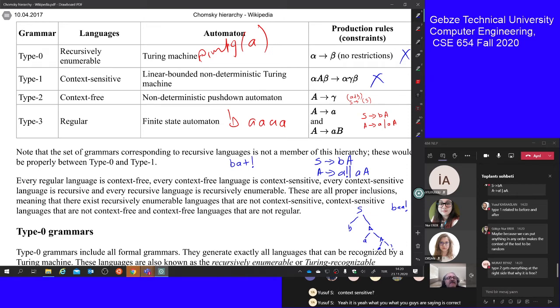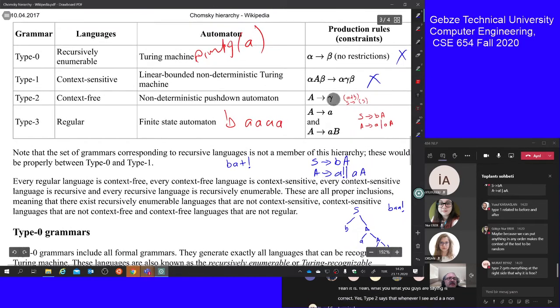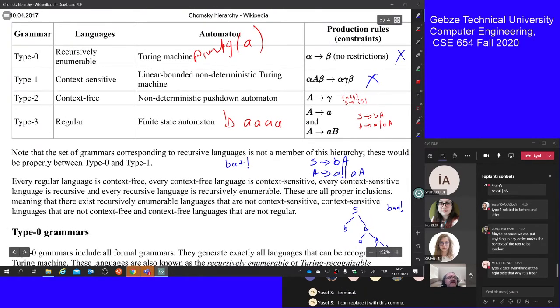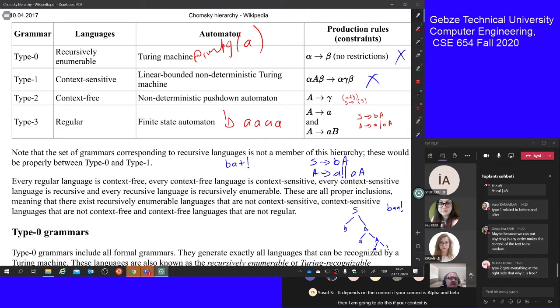Type 2 says that whenever I see an A, a non-terminal, I can replace it with this gamma. This one says that whenever you see an A, don't hurry, okay? Look at where A happens. Look at the context of A. Wherever it happens, it depends on the context. If your context is alpha and beta, then I am going to do this. If your context is different, if you are happening in a different place, then you might behave differently. So that's called context sensitive.